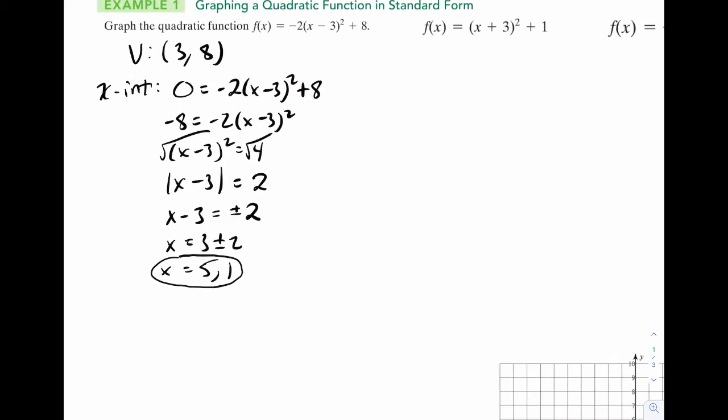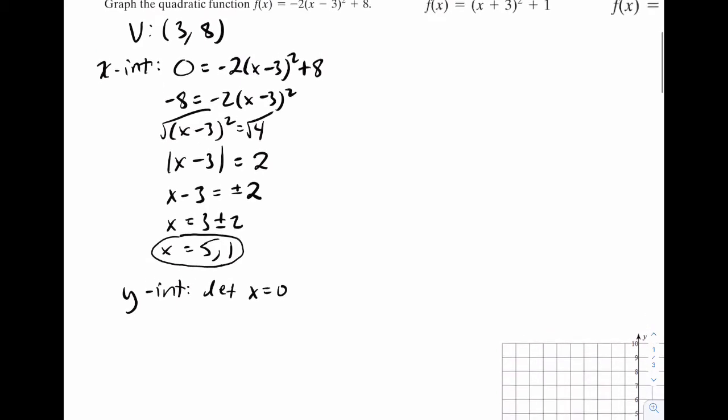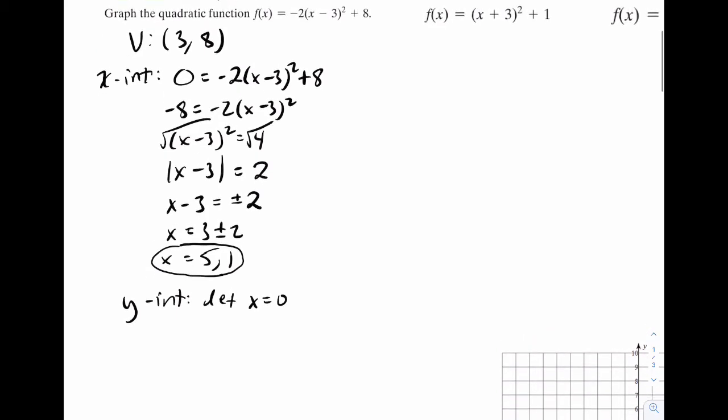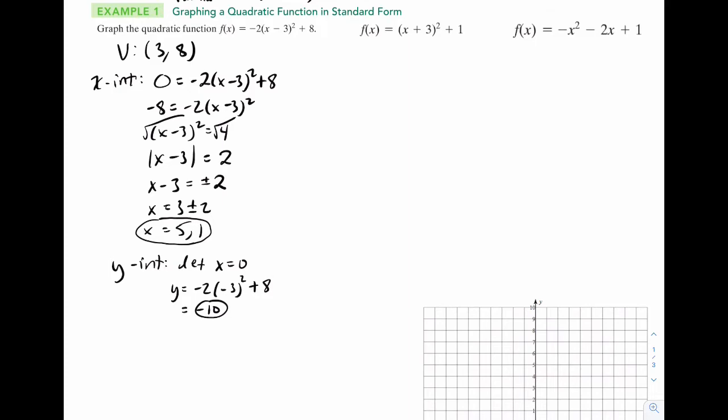And our y-intercept, we can do that by inspection. Just let x equal 0. So that would be negative 2 times (negative 3) squared plus 8. So that'd be negative 18 plus 8, that's negative 10. Now with these three facts, we can graph it.